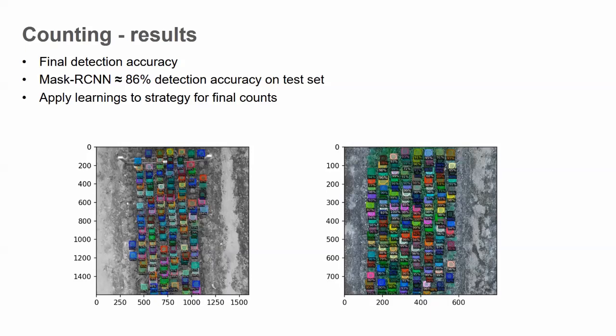We were very surprised to see that we got 86% detection accuracy on a test set of images that were completely withheld from model training. This turned out to be an important finding because it showed that these counting algorithms can also be trained to work with much younger crops.